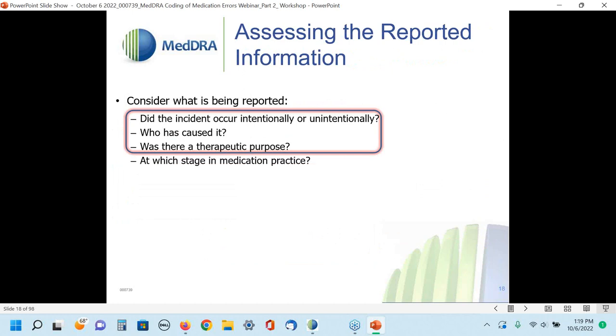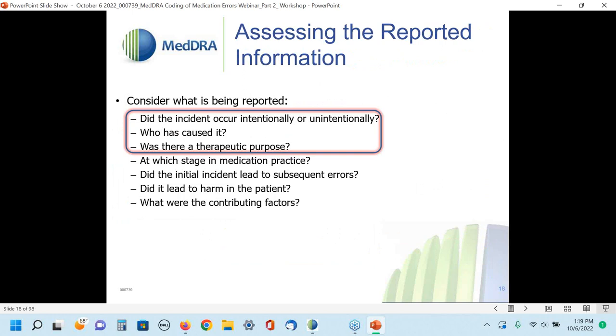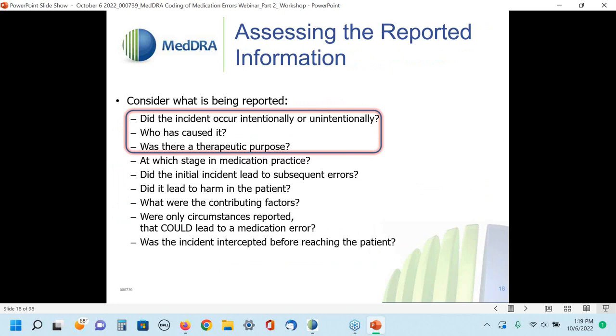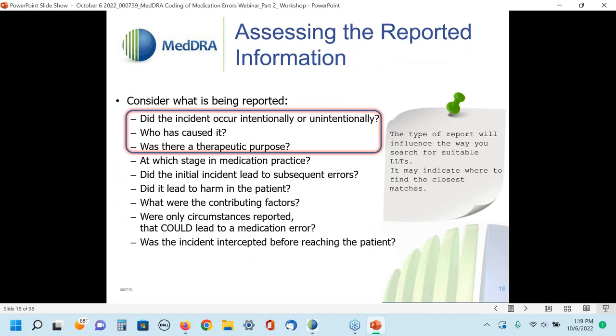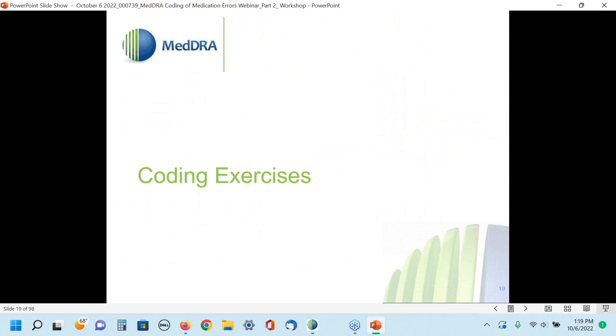On the other hand, there are other things to consider as well, such as at what stage did a medication error occur? Did the initial incident lead to subsequent errors? Did it harm the patient? Were there contributing factors? Were there only circumstances reported that could have led to a medication error? And remember, we had that LLT for circumstances that could have led to a medication error, although one did not necessarily occur. Was the incident intercepted before reaching the patient? All of these things are important, and we talked about intercepted and the way that MedDRA views it, which is an intercepted error is based upon when did the error occur, not when was the error intercepted. And that's important in selecting the right LLTs as well.